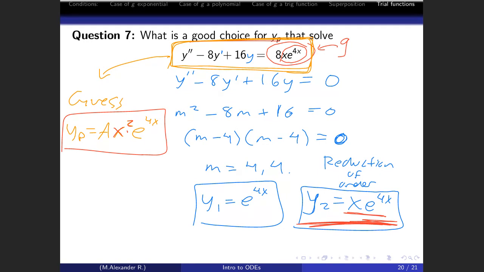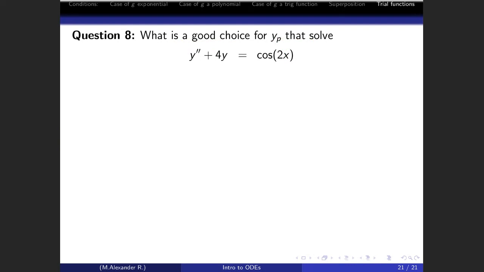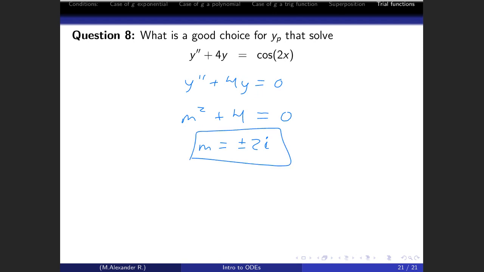All right, so now one more type of problem. Again, same problem is asking us what is a good choice for the particular solution. So now let's look at the homogeneous equation: y double prime plus 4y is equal to 0. That's the homogeneous equation. We do a little bit of algebra and we get the auxiliary equation is equal to 0. This one is going to have two complex solutions, plus or minus 2i after you do the algebra. So those are your two values for m.